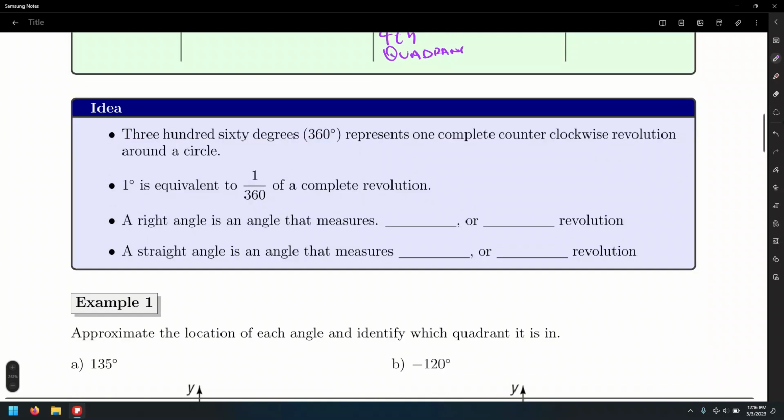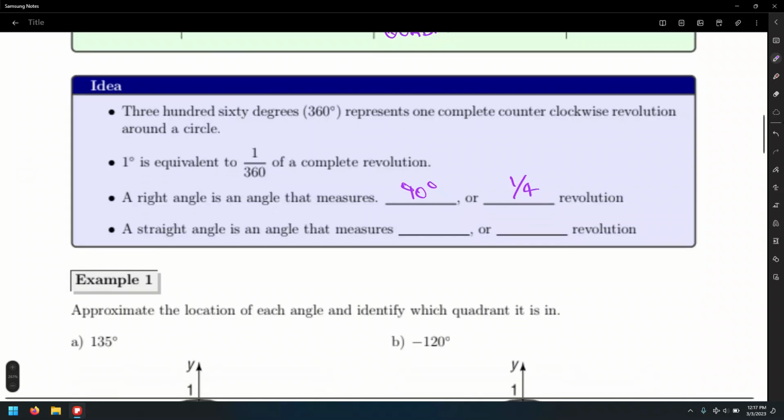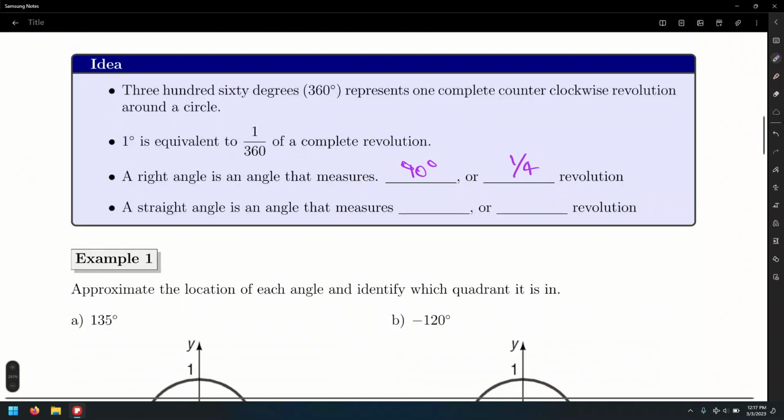Now, a right angle, on the other hand, is an angle that measures 90 degrees, or 1/4 of a revolution. And likewise, a straight angle is an angle that measures 180 degrees, or half a revolution. Sometimes we don't call these angles by their number of degrees, but rather by what they represent, like a right angle or a straight angle. So it's understood to be a 90-degree angle and a 180-degree angle, respectively.